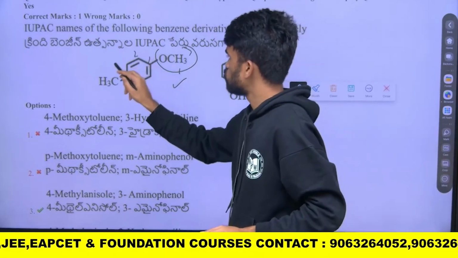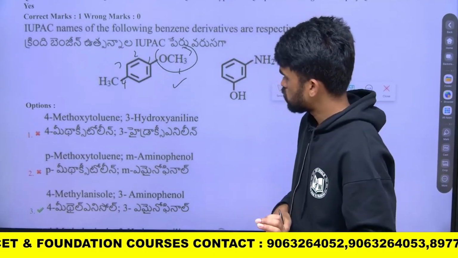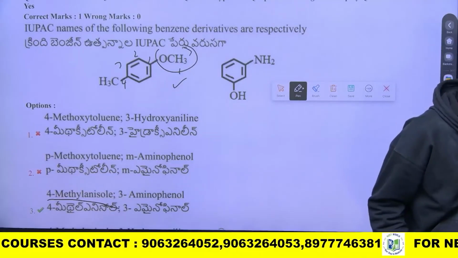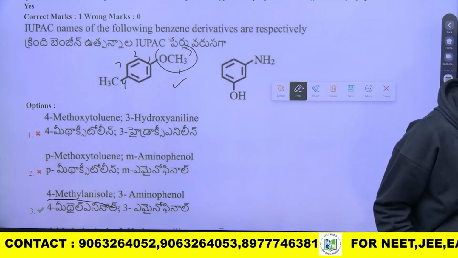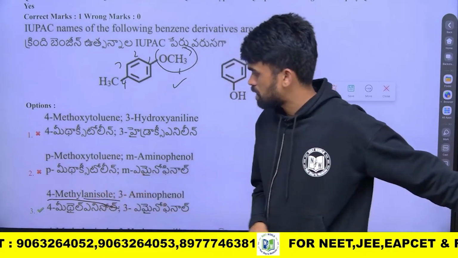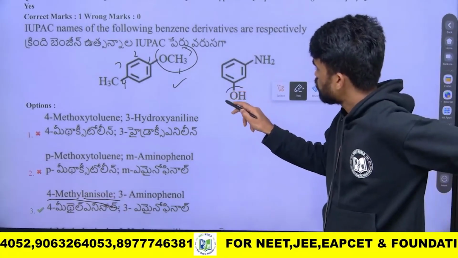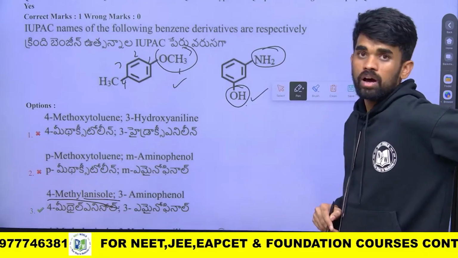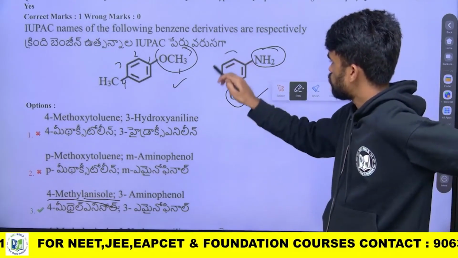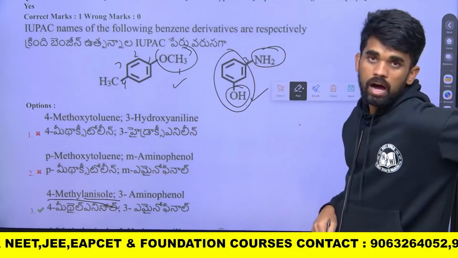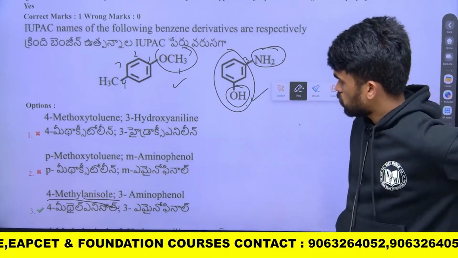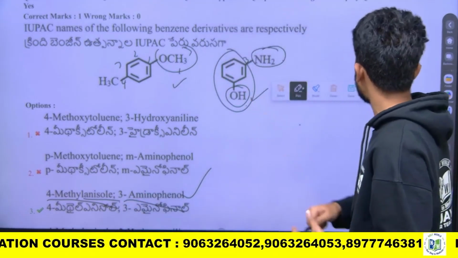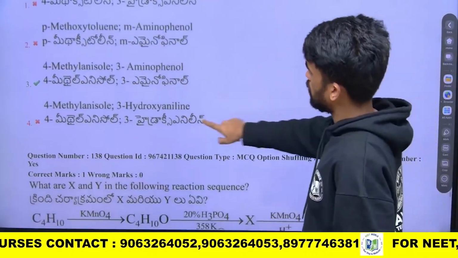Numbering 1, 2, 3, 4, so 4-methyl anisole, which is option number 3. And the next, here we have a phenol, a hydroxy group, and an amine. We know priority is more for alcohols, so we call it a phenol ring with amino at the third position. So 3-amino phenol. Option number 3 is correct for this question. I hope it is clear.